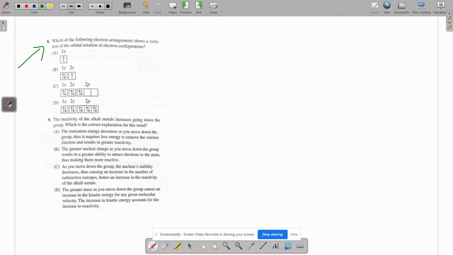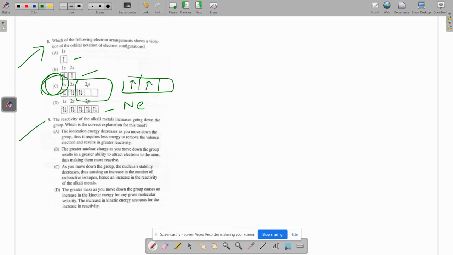Now, number 8. Which of the following electron arrangements shows a violation of the orbital notation of electron configurations? So one of these electron configurations is wrong. Again, this would be hydrogen. It looks pretty good. This would be lithium, 1s2, 2s1. Looks pretty good. This one, 1s2, 2s2, uh-oh, I see a problem. When you get to the 2p sublevel, you want to keep them unpaired before you pair them up. So it should be like this instead. And then D, again, is neon, as we talked about a minute ago. So it looks like C is the violation. It's not following Hund's rule, where you keep them unpaired before you pair them up.